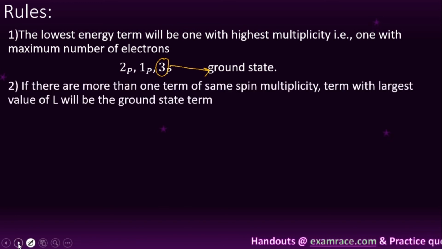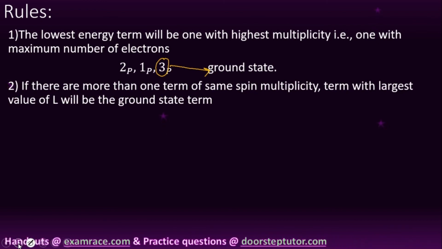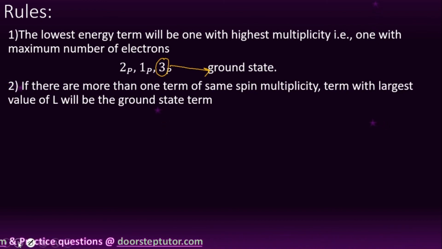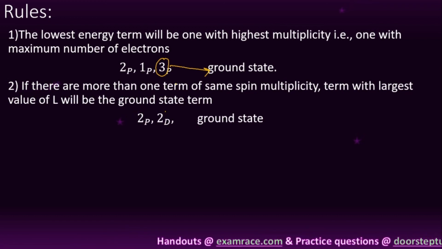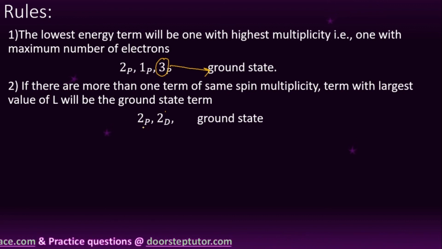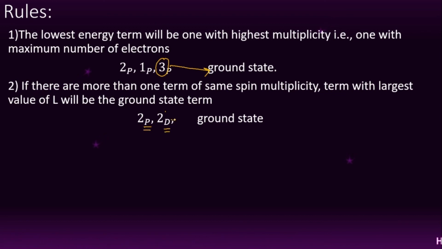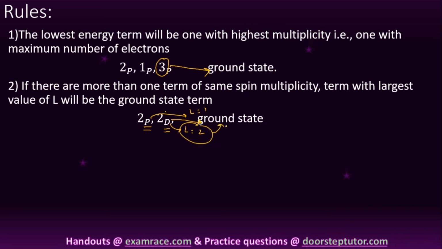Next we will move to rule number 2. If there is more than one term with the same spin multiplicity, how do we determine the ground state? Here you can see 2P and 2D, where the spin multiplicities are the same. In the above cases, the term symbols were the same but spin multiplicities were different. But in this case, the spin multiplicities are the same but the terms are different. So the term with the maximum L value is the ground state. The L value for D is 2 and for P is 1, so D is the ground state term. That is the concept.